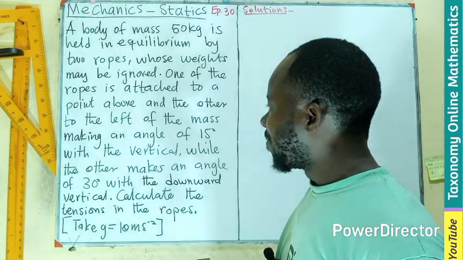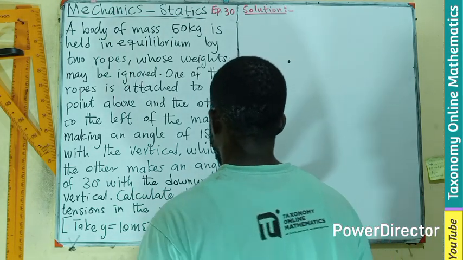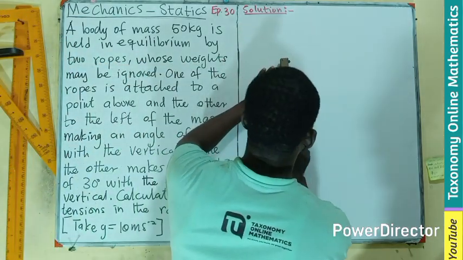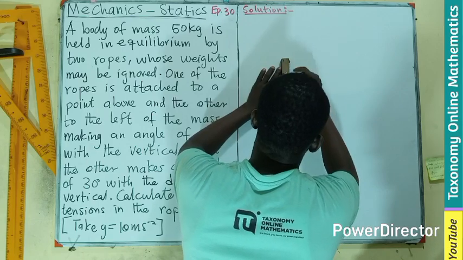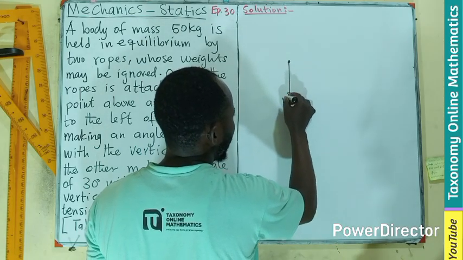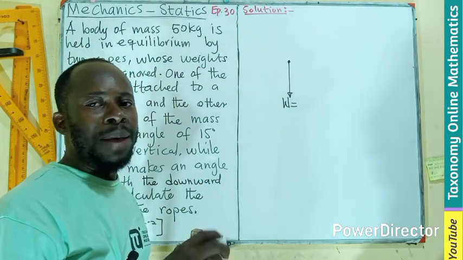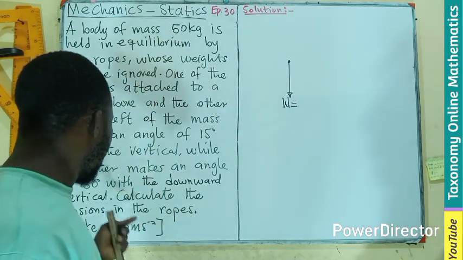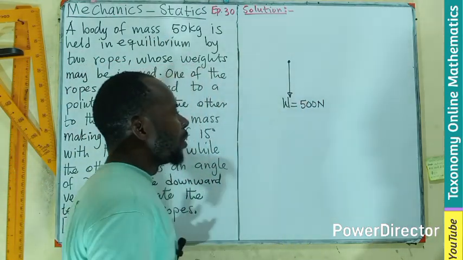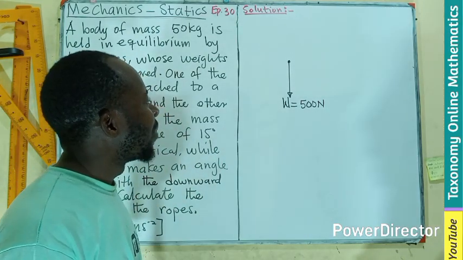So we indicate this by a diagram. Let's see we have the object, a body, which is in there. The body will have a weight downward, W, which equals mg, that is mass times gravity. The mass is 50, gravity is 10, so going straight forward, I have 500 Newtons.